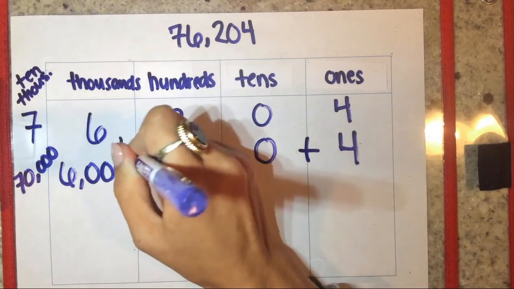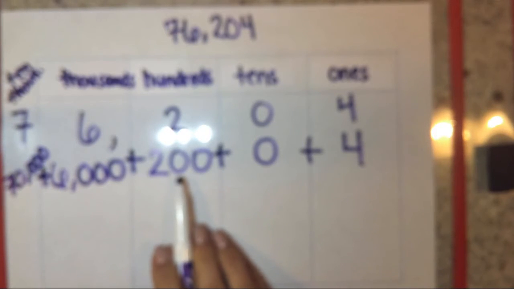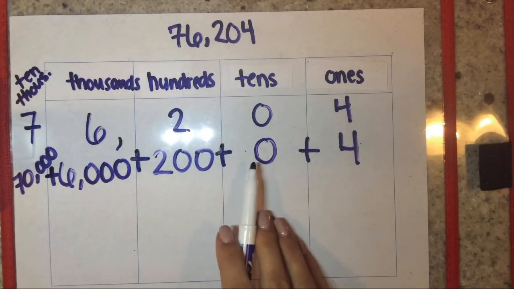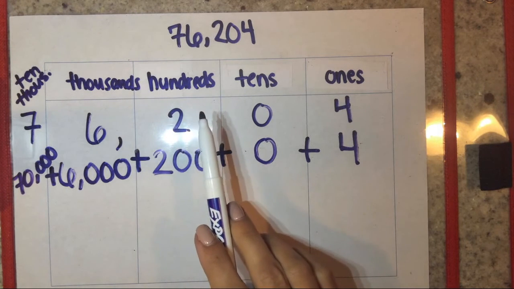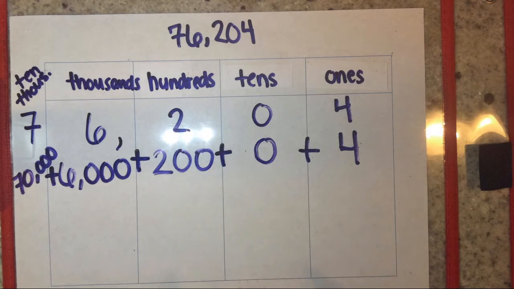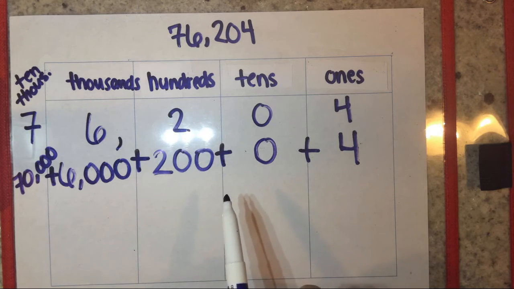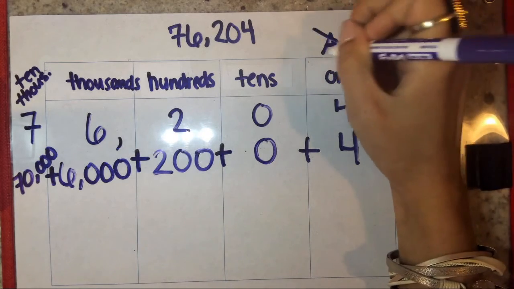And then we have to add our addition signs to know that 70,000 plus 6,000 plus 200 plus 0 plus 4 equals 76,204. And our scholars know that the word "and" is on vacation. It has not come back from summer break yet.